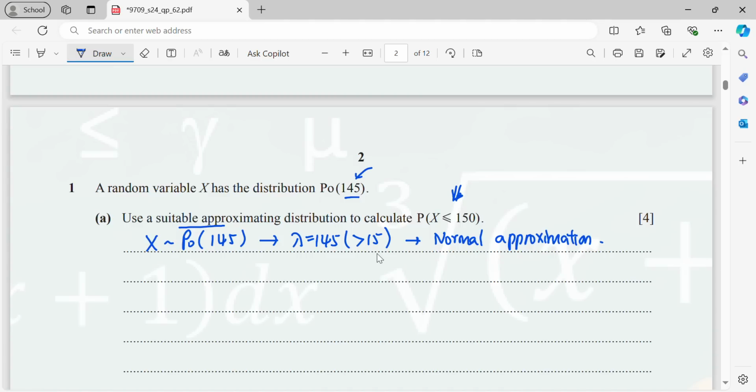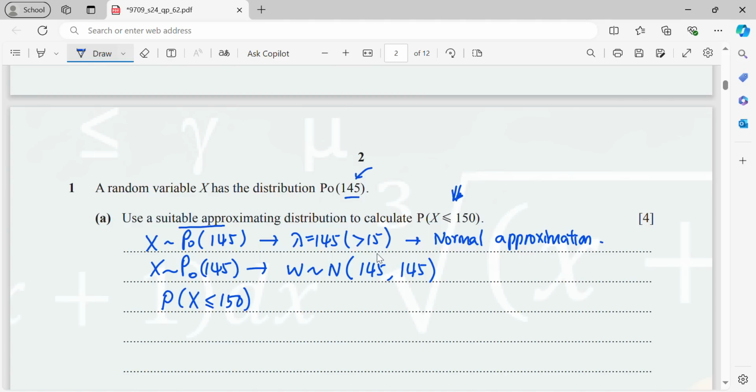For a Poisson distribution, 145 is the mean and also the variance. Therefore, X is not Poisson distributed with lambda 145, and I will approximate it with a normal distribution. So I change to another variable, let's say W, normally distributed. The mean is 145, and the variance is also 145, because for Poisson the mean is the same as the variance. Now you need to calculate P(X less than or equal to 150).